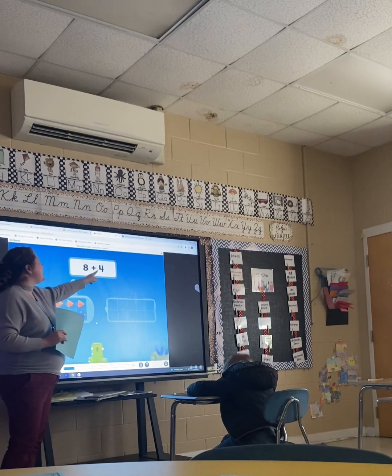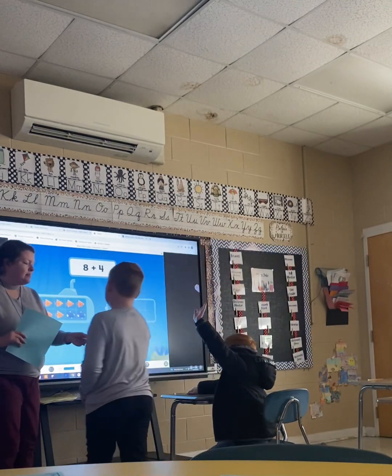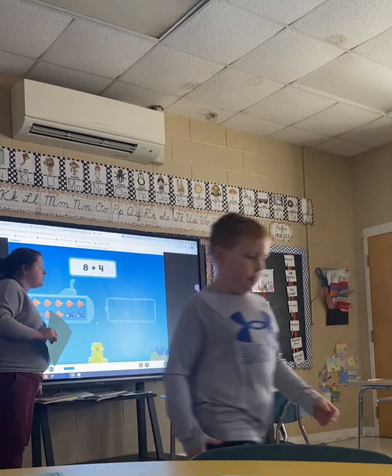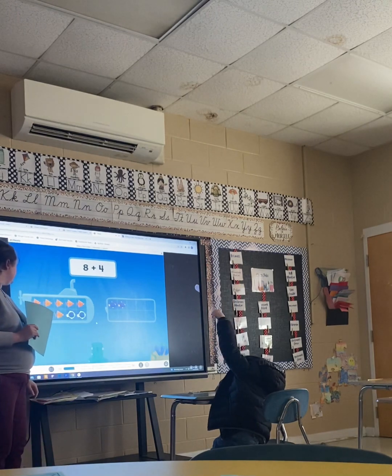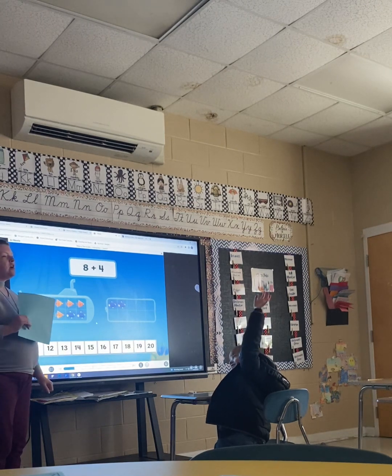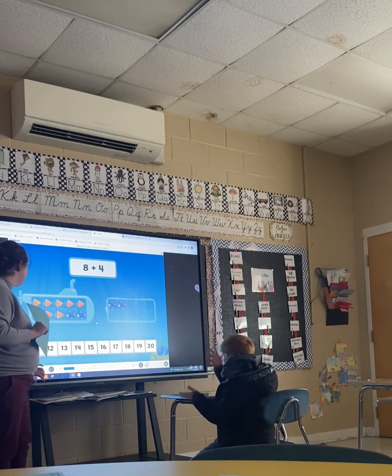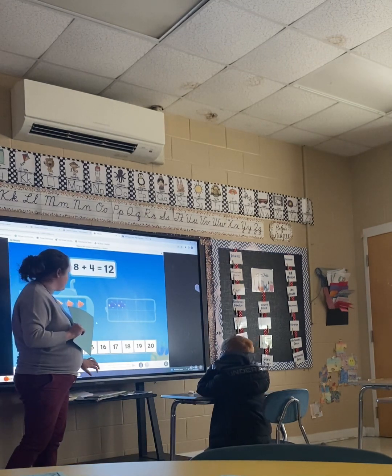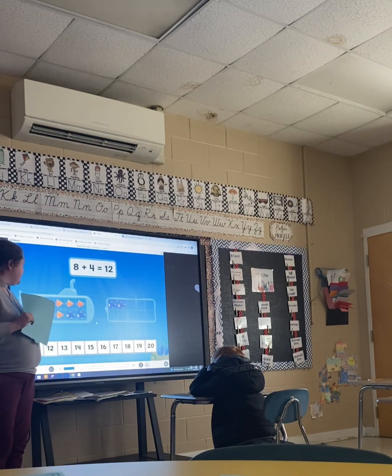Now, if we added 2 to make 10, how many more do we need to add? 2. All right, let's try it. Zoe, you added 2 to get to 10, plus 2 more. How many fish are there altogether? Kinsley. 12. Let's try it. 8 plus 4 equals 12. Very good.